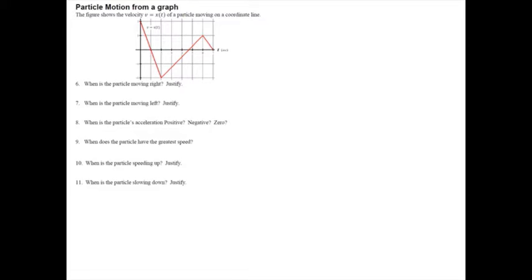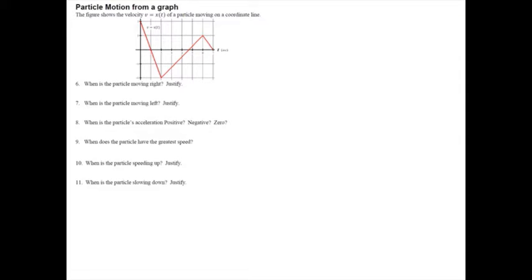So if you actually knew what the position function was, and you could take the first derivative and look at it at different values of x, this is the graph that you could make. Only they've already made it for you, and they're giving it to you in a graphical approach. So, question 6 says, when is the particle moving right?